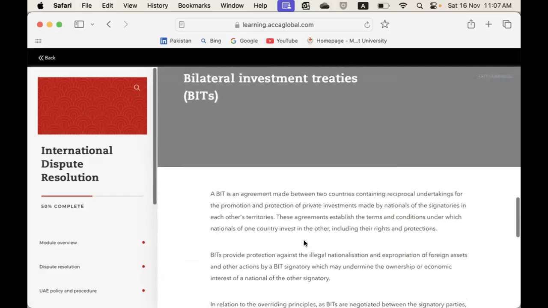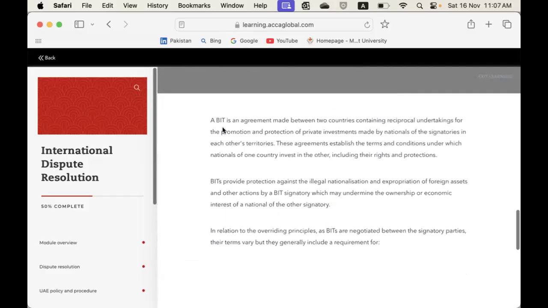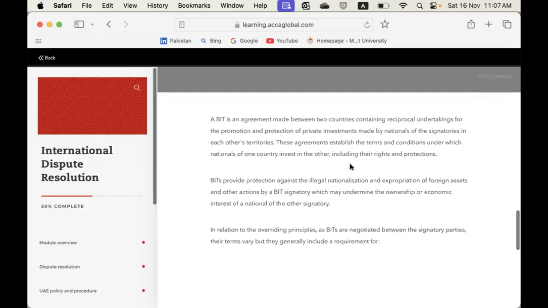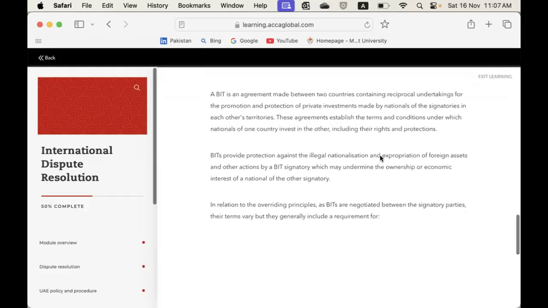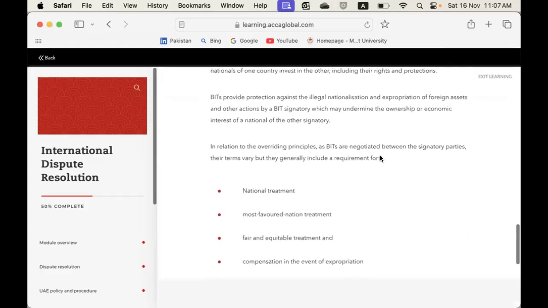Bilateral investment treaties. A BIT, bilateral investment treaty, is an agreement made between two countries containing reciprocal undertakings for the promotion and protection of private investments made by the nationals of the signatories in each other's territories. Naturally, these agreements establish the terms and conditions under which the nationals of one country invest in the other. This is called foreign direct investment, including their rights and protections.